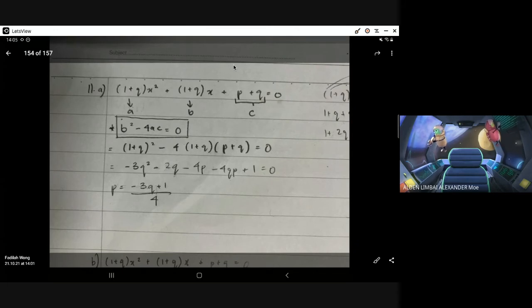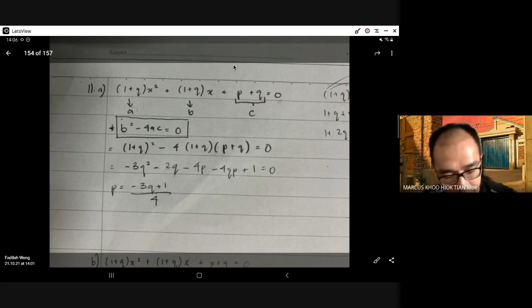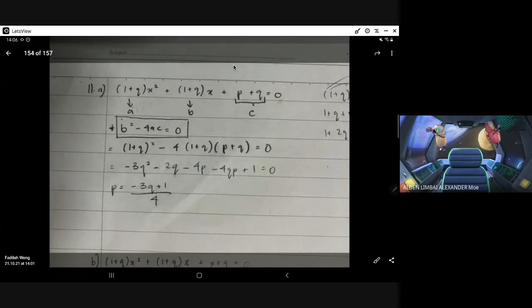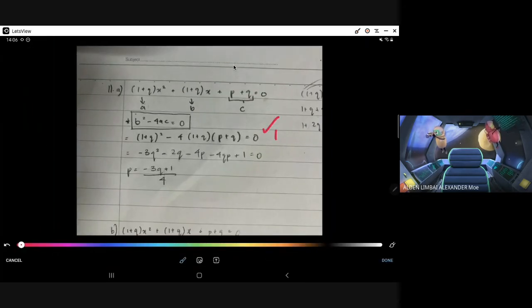Okay, so we have the equation. Then we break it into A, B, C. Then we use b squared minus 4ac equals 0, because that is used to find equal roots. So then you substitute into the equation, the ABC, and you calculate, then you rearrange a little, then you get the answer.